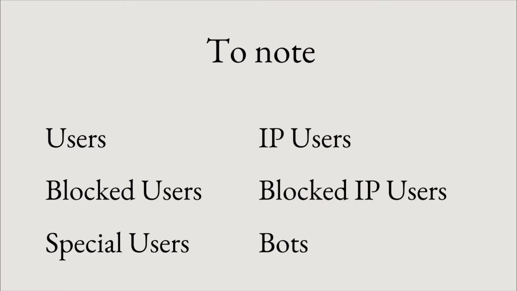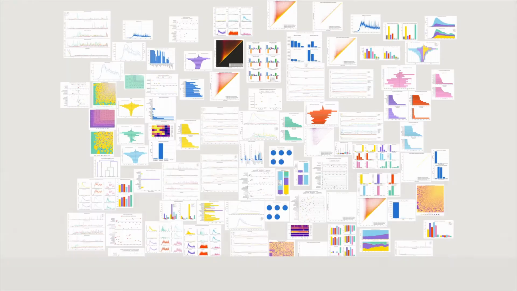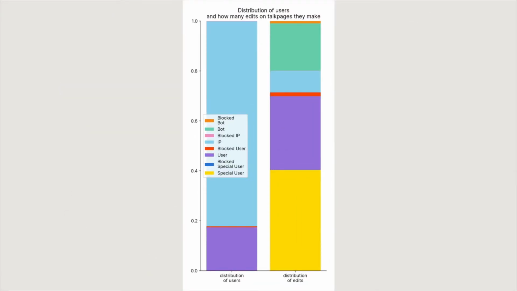Special users are users that have been given certain permissions, like being able to protect pages or roll back many edits at one time. In this first example, we look at the composition of these user groups. Both columns in this graph are percentages of the total. The left is the populations of the group, and the right is the number of edits they make. From this, we can see the inverse correlation between group size and the number of talk page edits made.